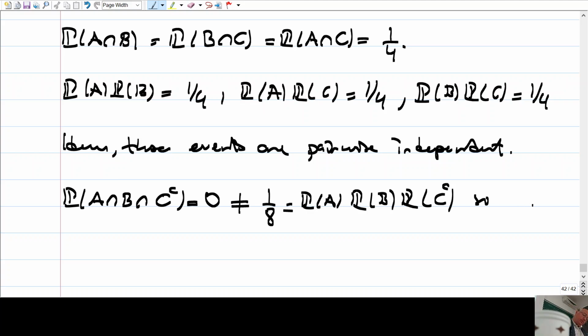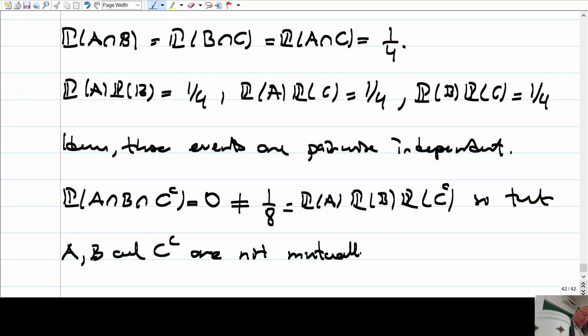So that A, B, and C complement are not mutually independent.